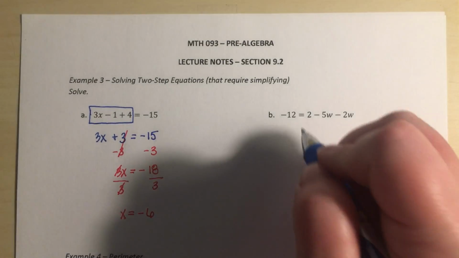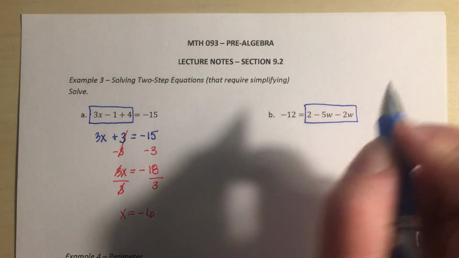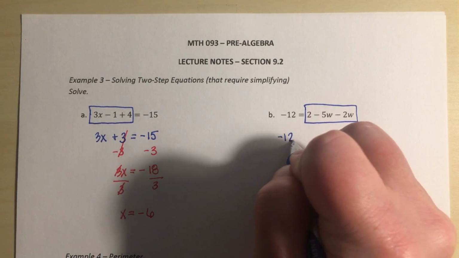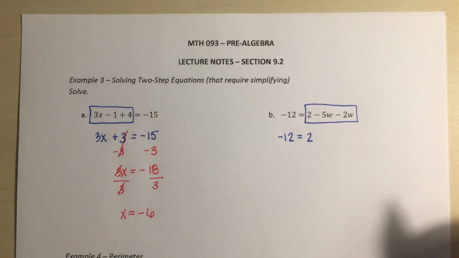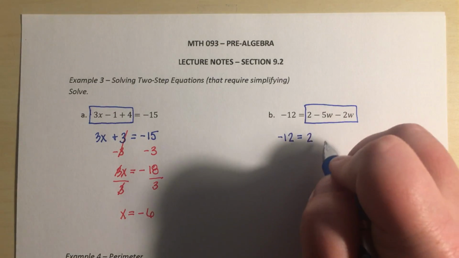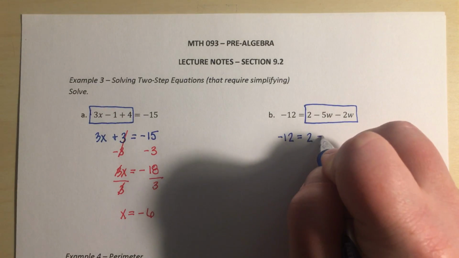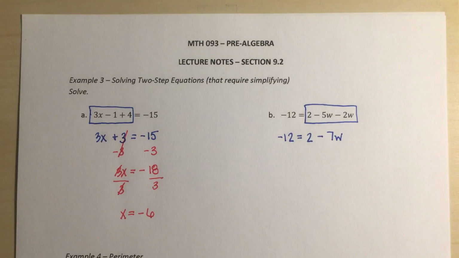Now if we look at example B, over here we have 3 terms. Our -12 is going to stay a -12. Our 2 is going to stay a +2. But we're going to combine those 2 variable terms. -5w and -2w are going to give us -7w. We end up adding them because they have the same sign, and we keep the negative sign.